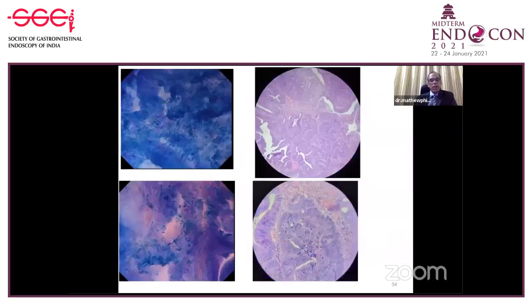Next slide. Here again, you see this is the area of invasive cancer. You can see there is an invasive cancer. Again, this also shows cancer in that polyp. Next slide.